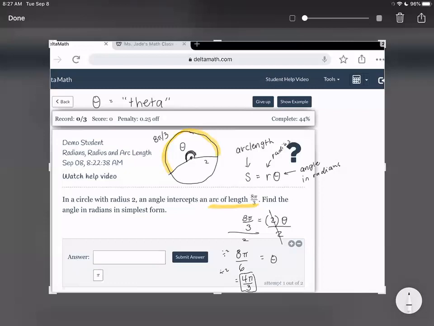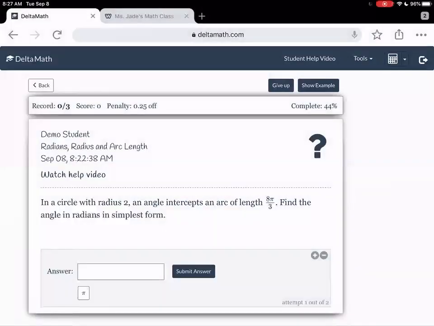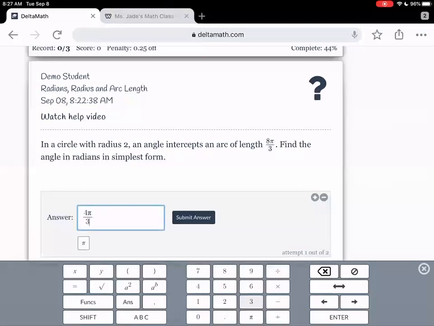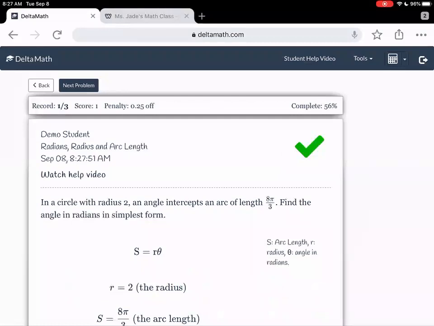Okay, so remember that we're using this formula a lot in this section. S equals R theta. And then we got 4 pi over 3. I'm just gonna type that in. 4 pi over 3. Then let's go to the next one.